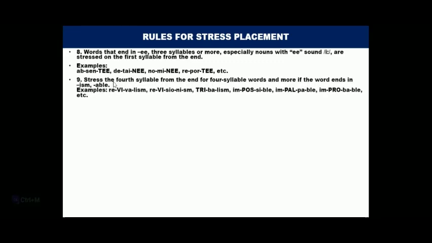Rule number 9: stress the fourth syllable from the end for four-syllable words and more if the word ends in ism or able. For example, revivalism. So here you count from the end. Zim is 1, li, that's 2, 3, 4, the fourth syllable from the end. Revisionism, tribalism, impossible, impalpable, improbable, and so on and so forth. Okay?